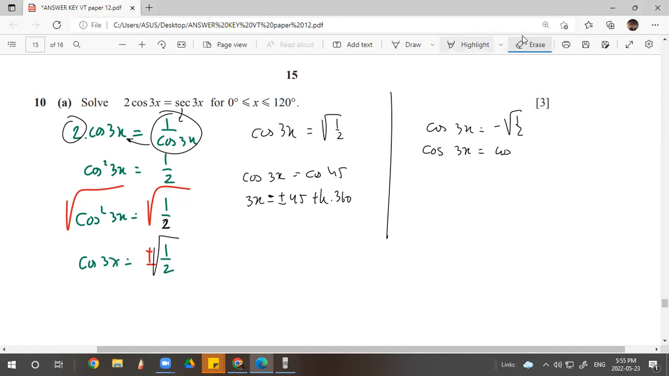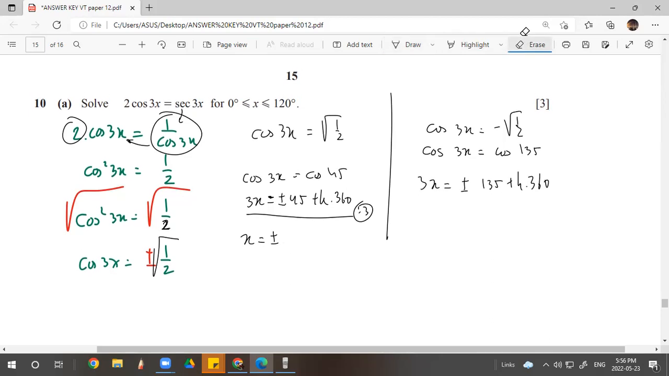Write down. So 3x equals plus minus 135 plus k times 360. Right? And then if you are finding x, you have to divide by 3. That's the simple way. So x equals plus minus 15, plus k times 120. In this case, you divide also by 3. So x equals plus minus 135 by 3.